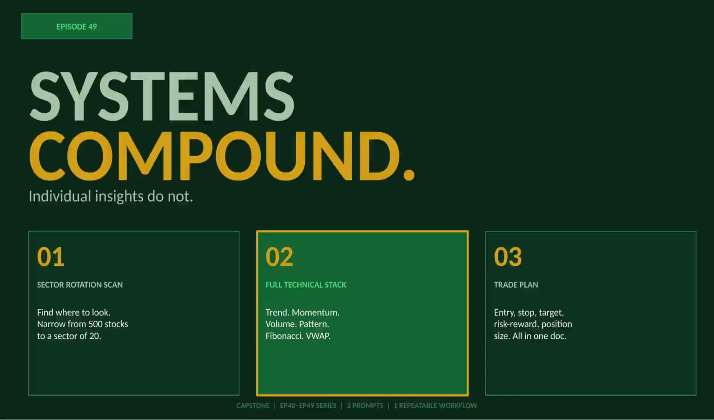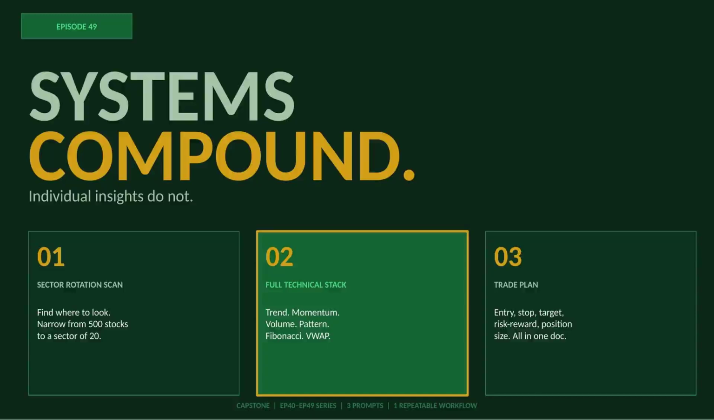Over the last 9 episodes, we covered chart patterns, indicators, volume, moving averages, momentum, Fibonacci, VWAP, sector rotation, and watchlist building. Today we put it all together. This is the workflow. 3 ChatGPT prompts that run in sequence. Every single trading session. Not one of these tools on its own. All of them in order, each feeding the next.